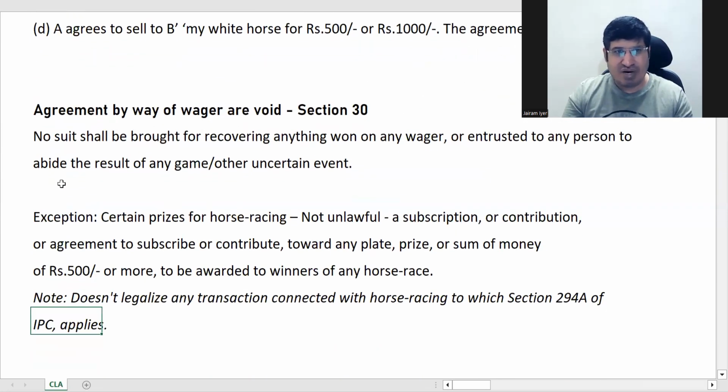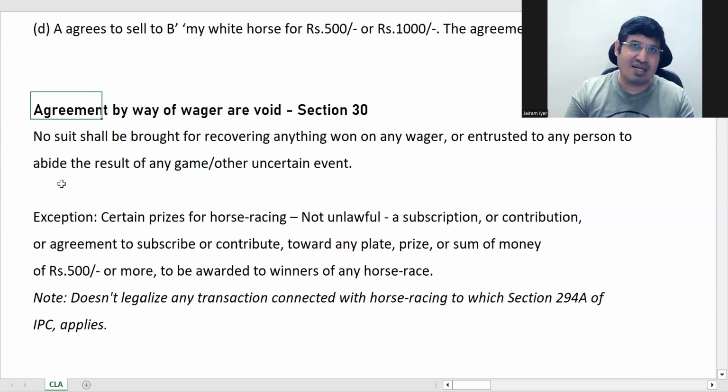Next, this is the last one: agreement by way of wager is void. Things like betting, gambling are called wager. Wager is illegal. As I said, generally they are illegal; some specific things can be made specifically legal, but generally they are illegal.